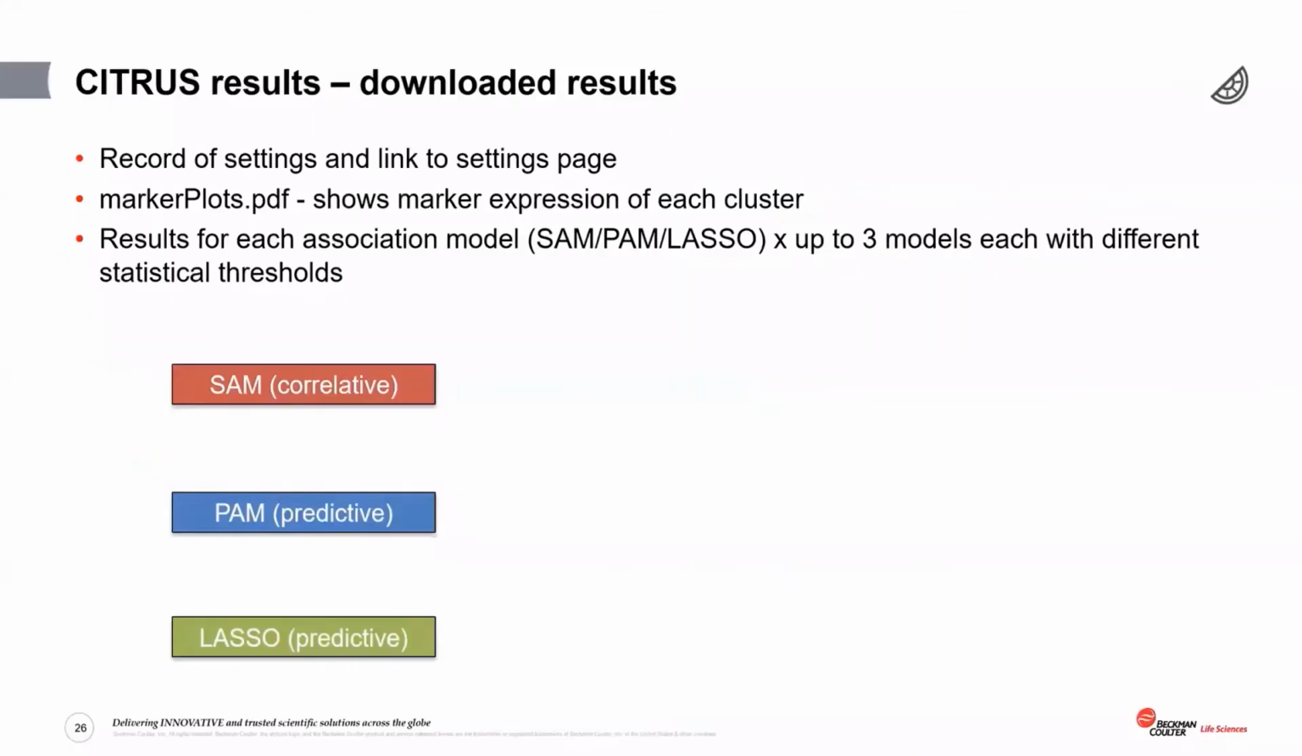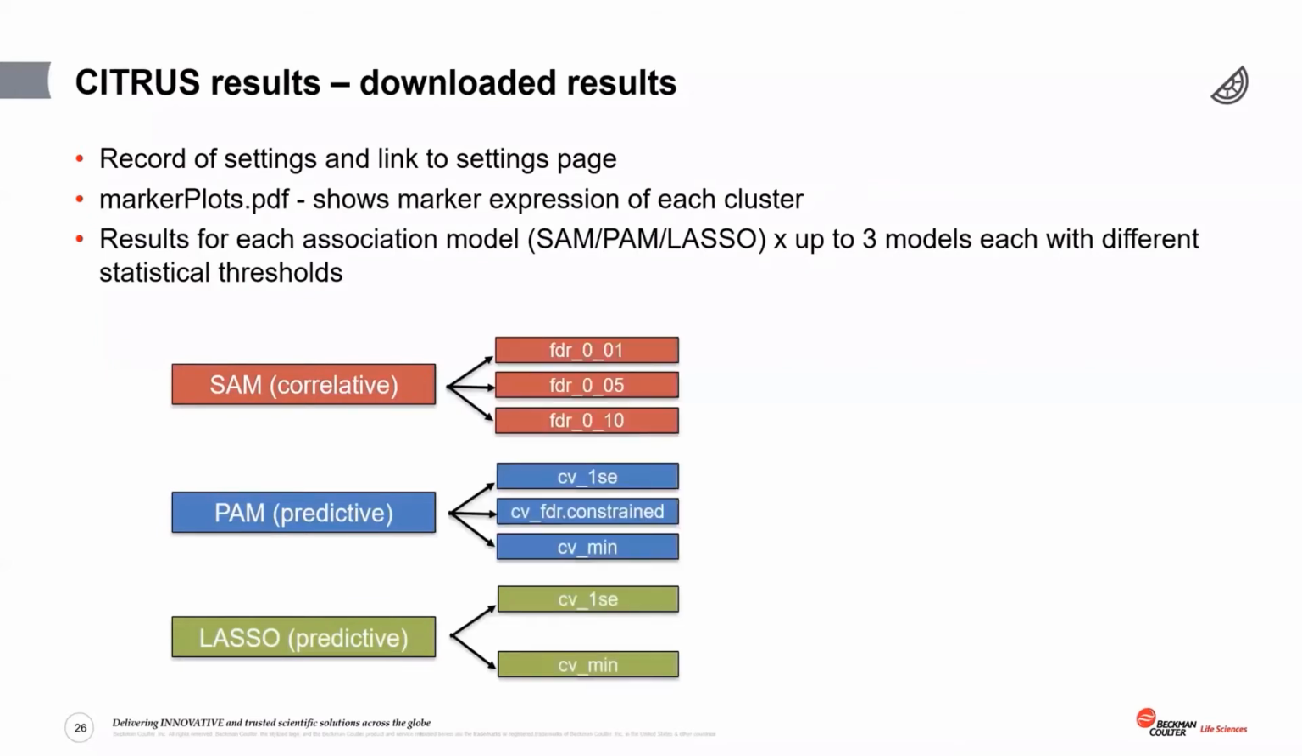When your run is complete, you'll download a pretty large package of results. They always stay attached to your Cytobank experiment, so you don't have to worry about where you store this downloaded file. The files will include all the information about the settings for your run, plots that show the marker expression of each cluster, and separate folders of results for each association model that you ran. That's SAM, PAM, and Lasso.